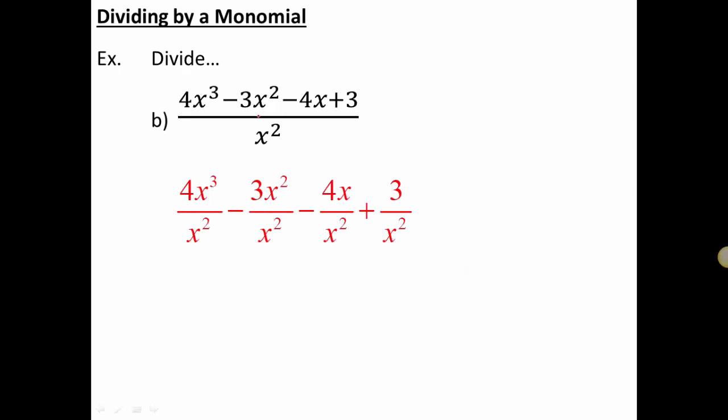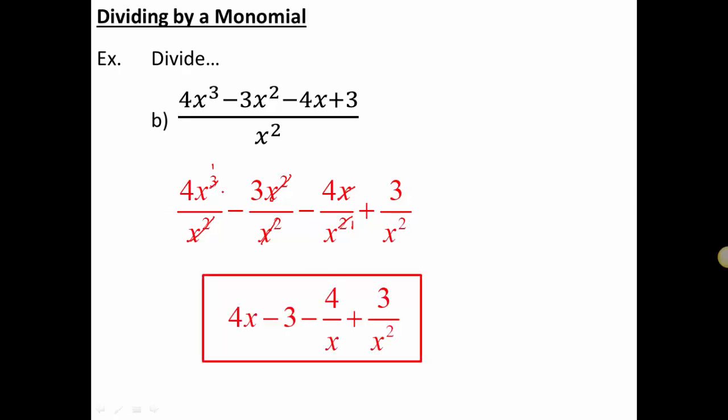Looking at one fraction at a time, 4 doesn't cancel with anything. X cubed and x squared, that's going to leave a single x behind. 3 doesn't cancel with anything, but the x squareds completely cancel out. 4 doesn't cancel with anything. I've got 1x on the top, I've got 2 x's on the bottom, so 1x cancels on the top, 1x cancels on the bottom, leaving 1 behind, and then nothing cancels on this term, so I would be left with 4x minus 3 minus 4 over x plus 3 over x squared.